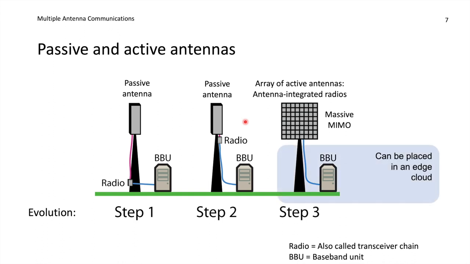Another recent development is that the baseband unit doesn't have to be underneath the base station anymore. It can be moved to some other location. We can use a fiber cable here of a certain length, and we can place it in what we call an edge cloud. And multiple base stations can share the same processing hardware here, so we don't need to buy different equipment for different base stations.